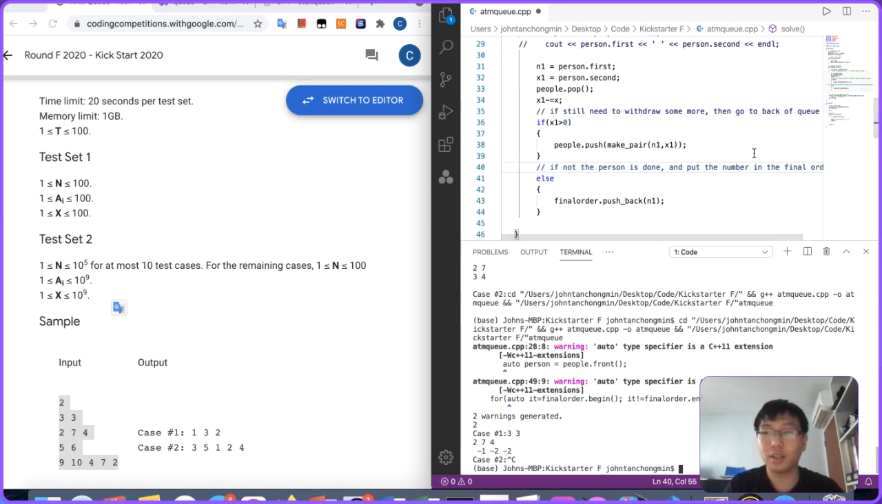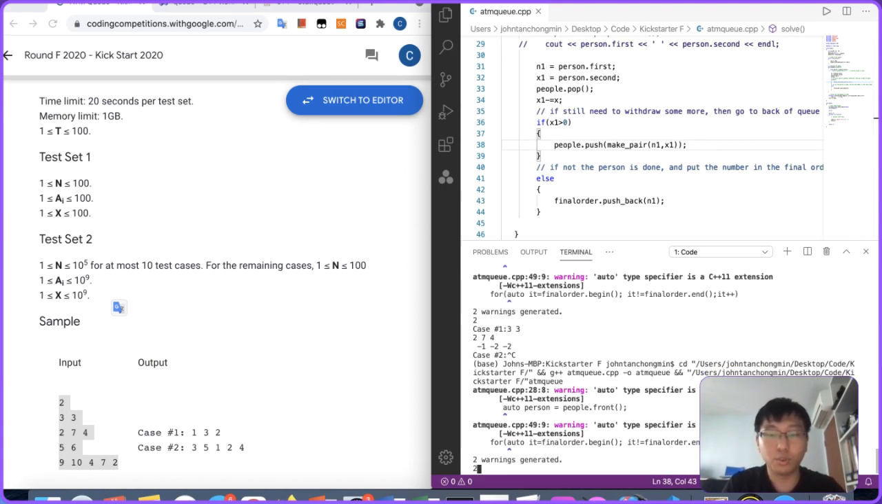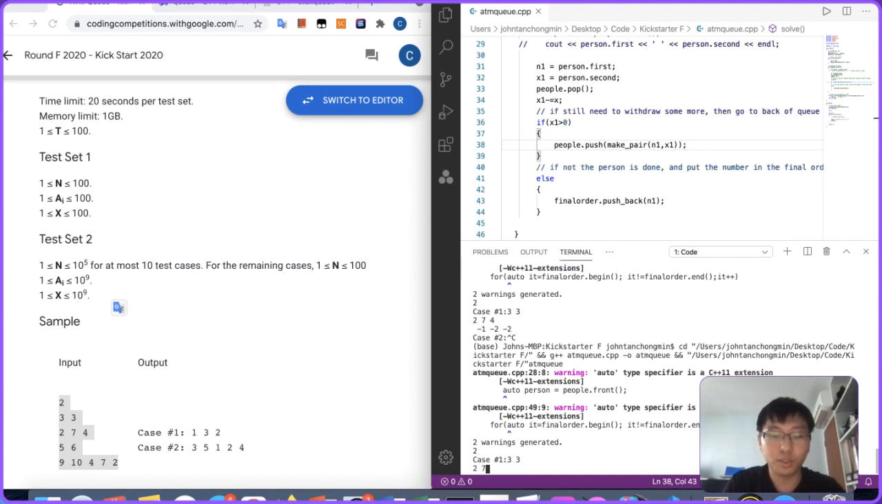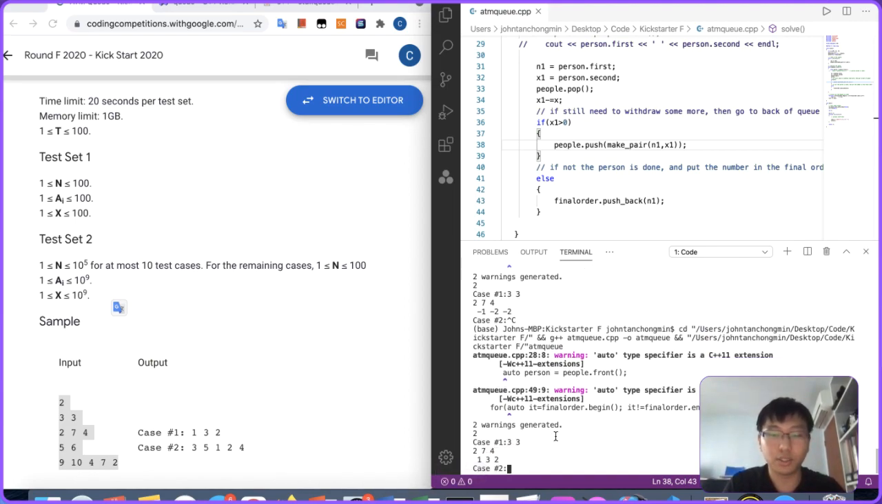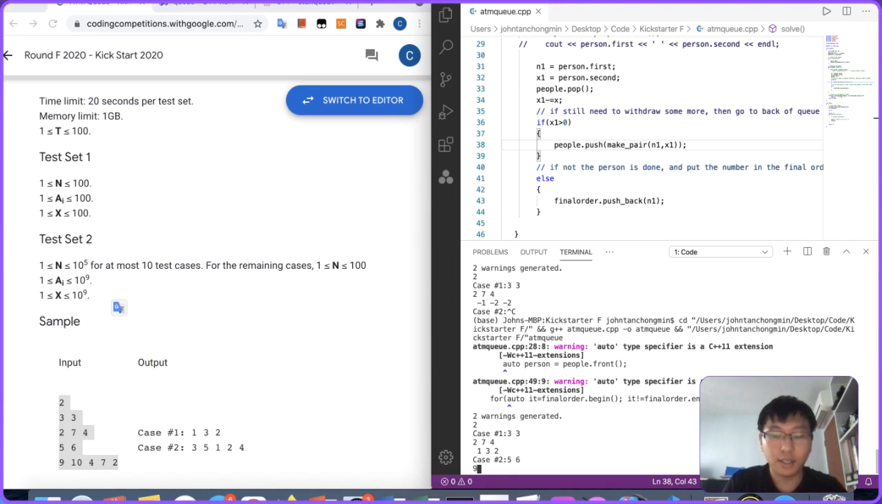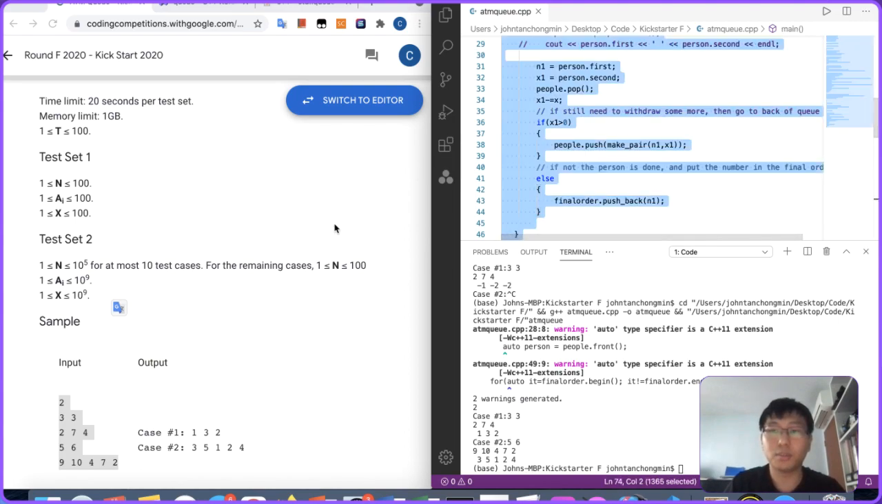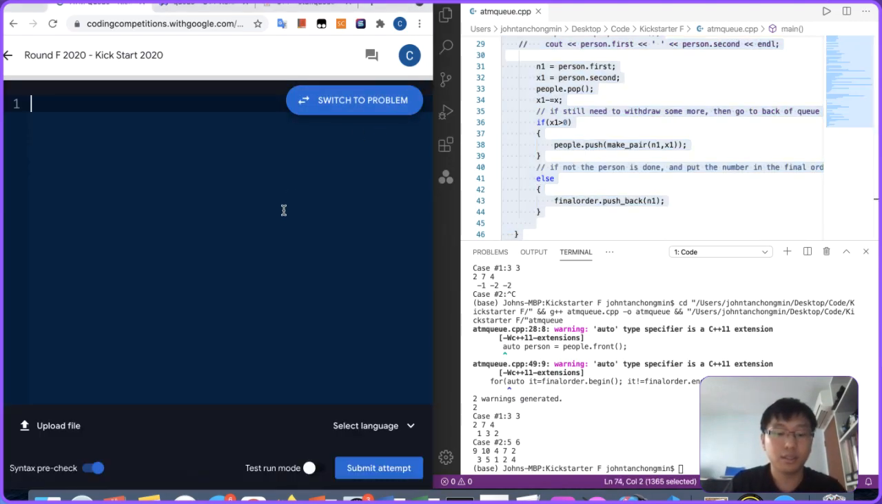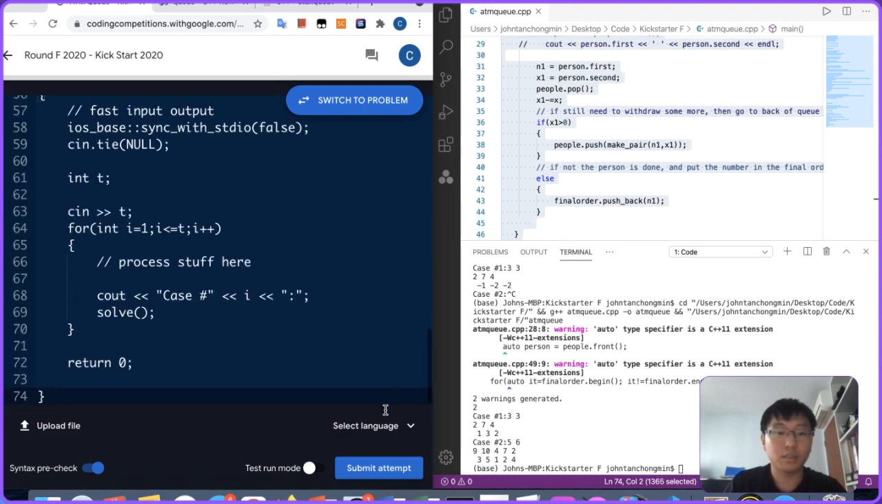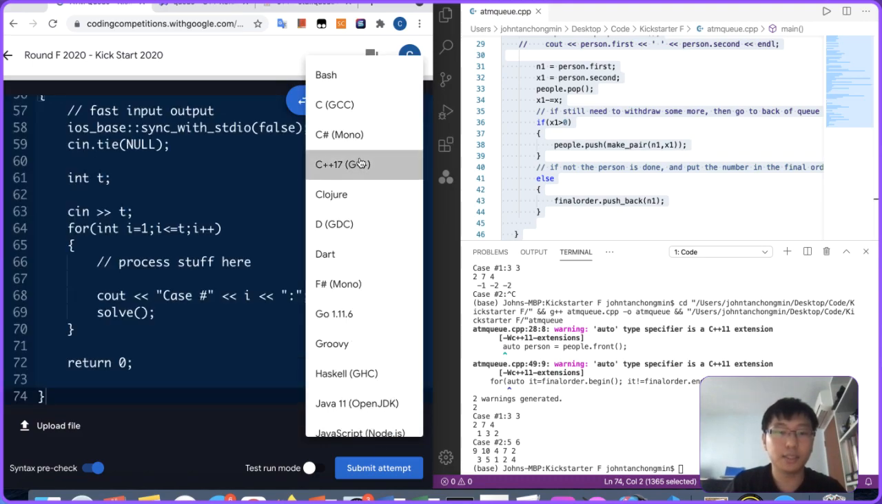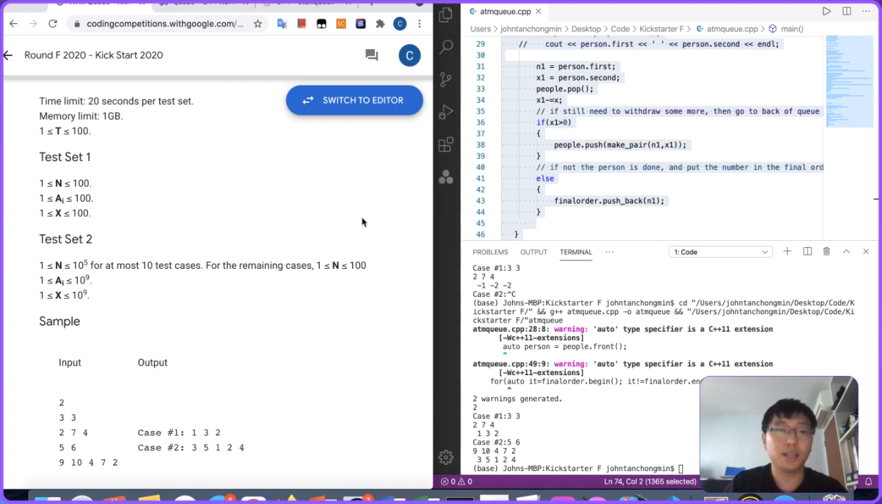So let's try running the code again. Okay, so I should have 2 3 3 2 7 4 1 3 2. That's correct. 5 6 9 10 4 7 2 3 5 1 2 4. This is correct already. Let's just copy and paste this entire thing, and then we put C++ and just submit the attempt and hope for the best.